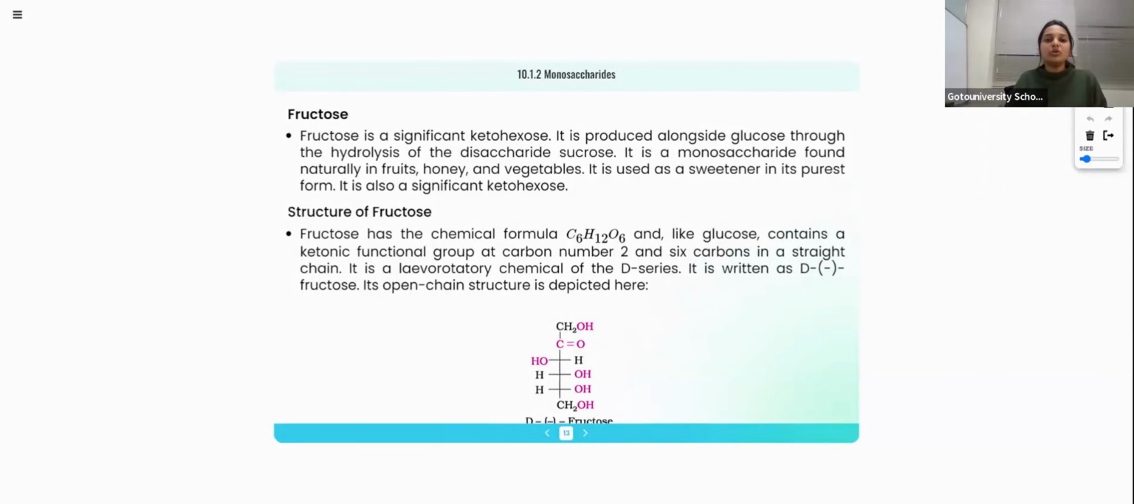We know both glucose and fructose have the same formula, C6H12O6. Then, as I told you, there is a structural difference, right? What is the difference? In the case of glucose, you can see the aldehyde group. But in the structure of fructose, you can see the keto group. So it is a ketohexose.